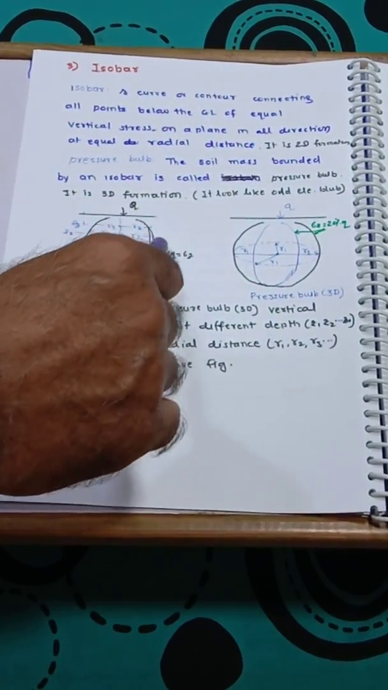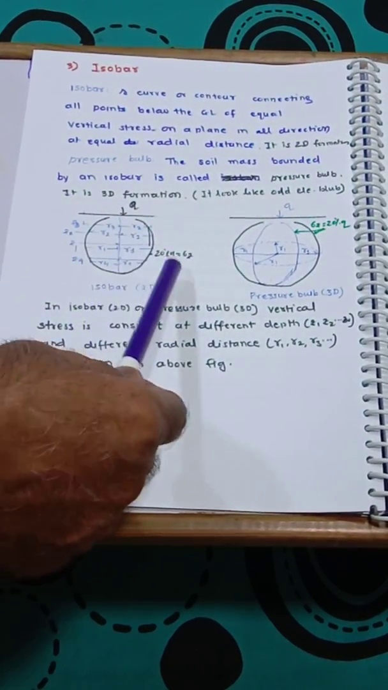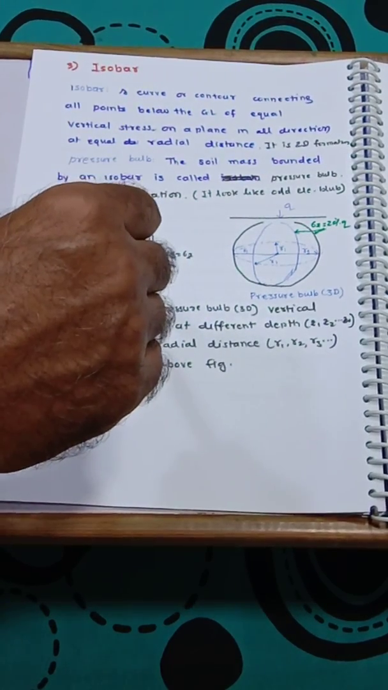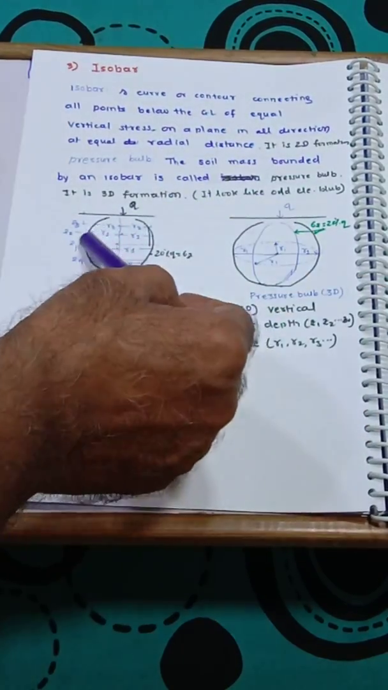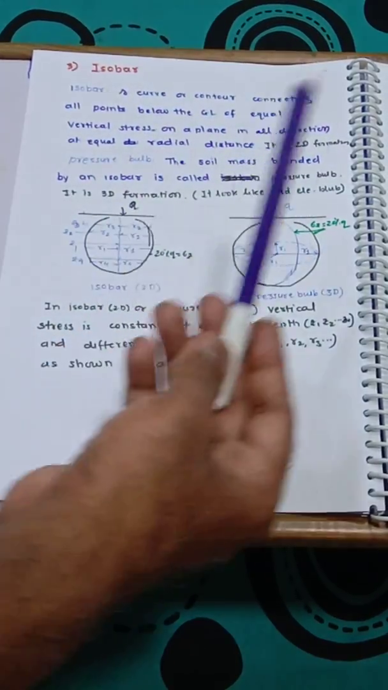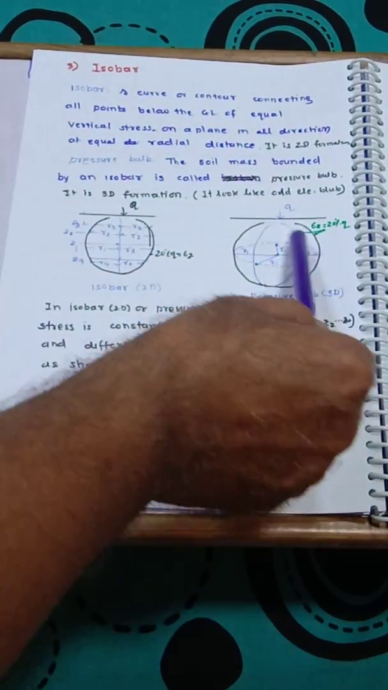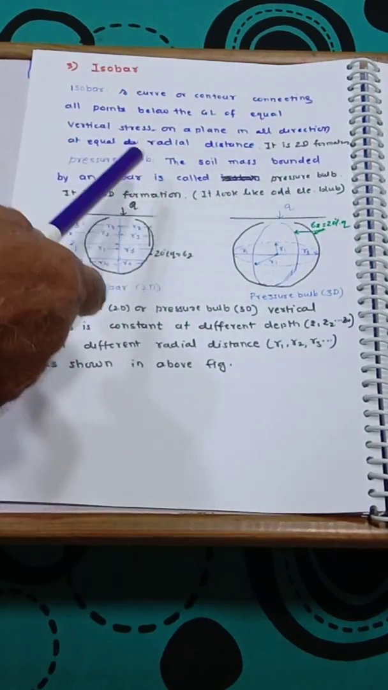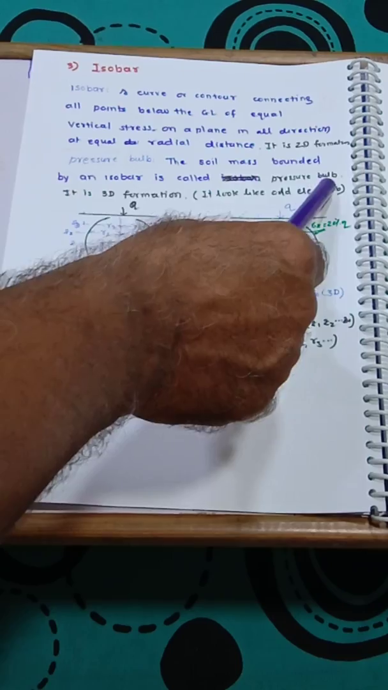So this forms something like points joining equal stress. The unit of stress is also bar. That's why it's called an isobar. This is just like a 2D diagram. Now if I draw the same circle and rotate it about the vertical axis, it forms a soil mass. Therefore this is called a pressure bulb. So what we say in a pressure bulb: the soil mass bounded by an isobar is called a pressure bulb.